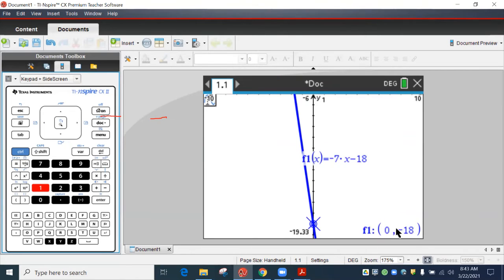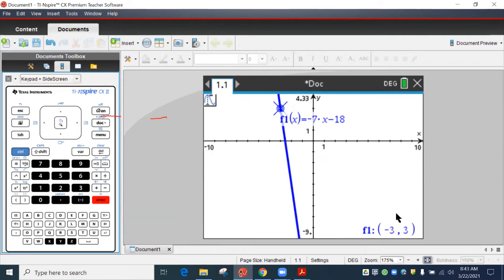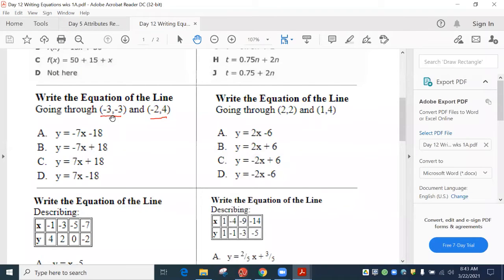This is not some magical answer right here. But this allows me to type in the x. Remember, the x is first. So we're going to type in that -3 and hit enter. All right, so y'all see it says -3, +3. I need it to say -3, -3. So this is not my answer.